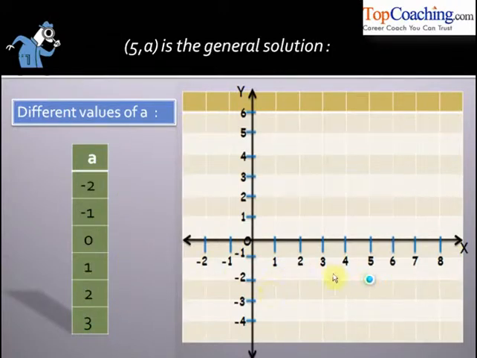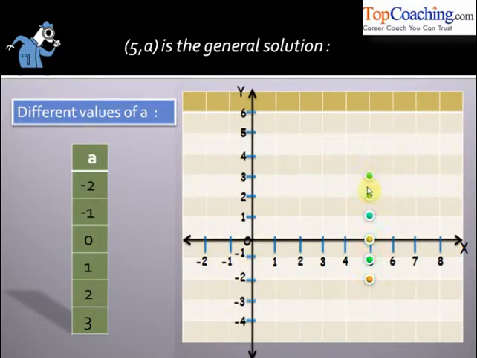So the first point, where we have taken a equal to minus 2, is (5, -2). The second point is (5, -1). For the third, a is equal to 0 and thus this represents (5, 0). Next we take a equal to 1, so (5, 1) is represented by this point. Similarly, we take a equal to 2 and this represents the point (5, 2). And this point has the y coordinate equal to 3, so this point is (5, 3) for a equal to 3.